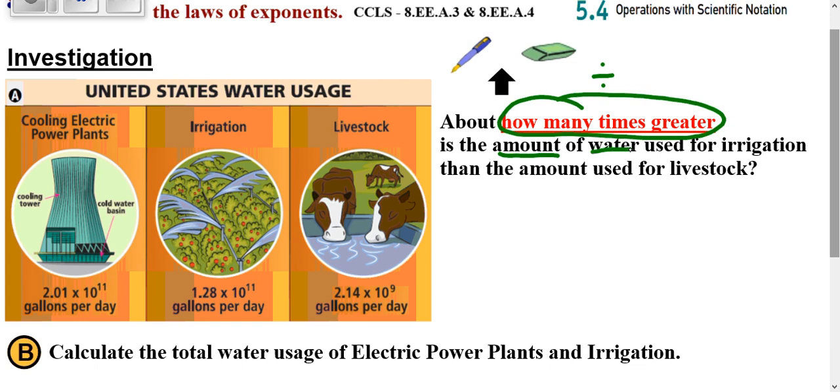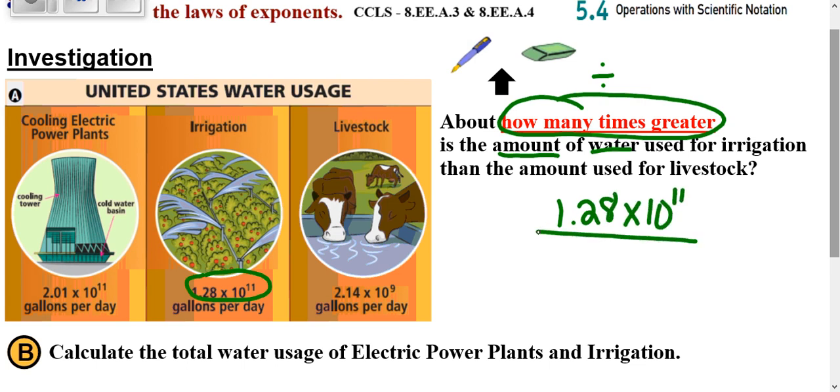All right, let's see. The water for irrigation is this. That's 1.28 times 10 to the 11th. Then the amount of water used for livestock. Livestock is this: 2.14 times 10 to the ninth. So you're just going to grab your calculator and try to do B as well, and C. All right, and we'll come back. Press pause now.